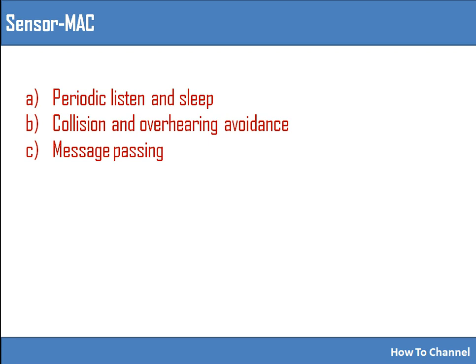Now we will see our SMAC protocol, sensor MAC. We are going to discuss three points on which this SMAC protocol works: first, periodic listen and sleep; second, how the collision and overhearing problems are avoided; and third, how messages are exchanged between nodes.